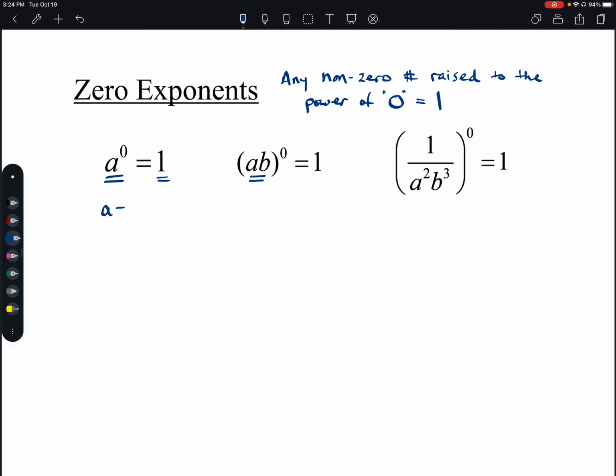So we'd say here, right, a cannot equal 0. A and b, neither of those can equal 0. And then on our last one here, right, we're just going to assume a and b don't equal 0. Even if it's like a fraction or something really ugly inside of here, it doesn't matter. If the whole thing is raised to the power of 0, the whole thing equals 1 still. Okay, so any non-zero number raised to the power of 0 is always going to equal 1.